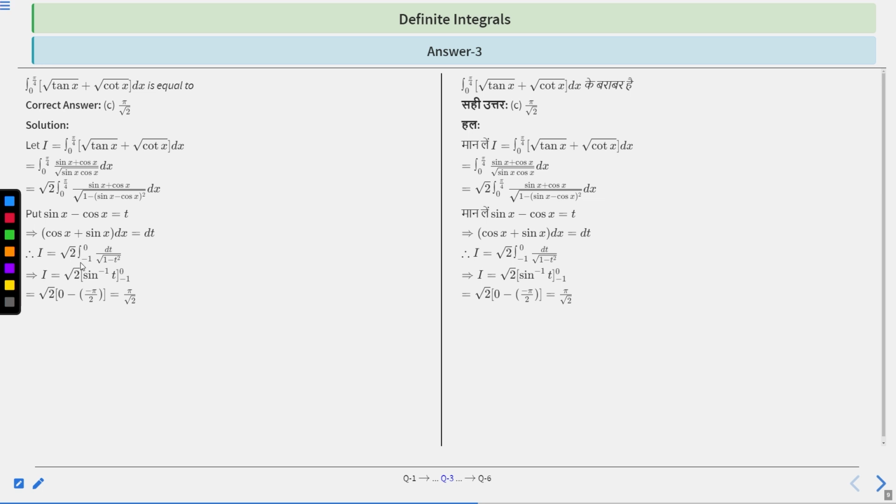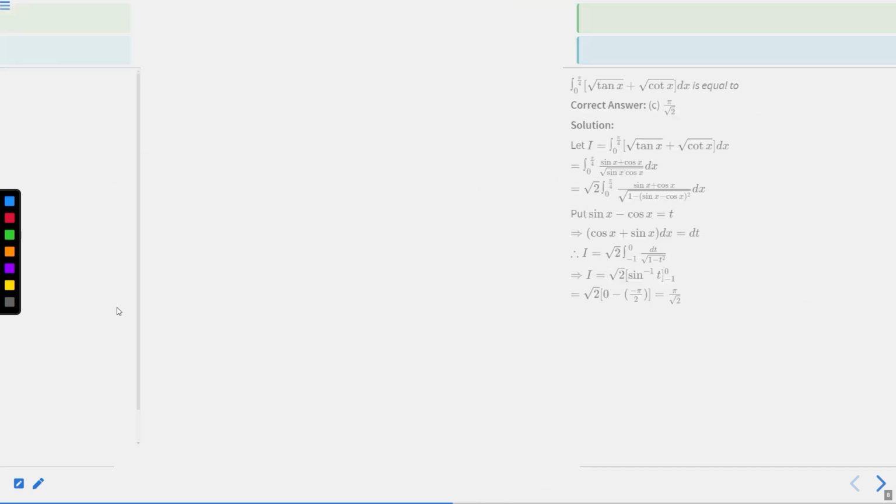Therefore, I is equal to root 2 into... See, if x is 0, then t will be 0 minus 1, which is minus 1. And if x is pi by 4, then t will be 0. Therefore, I is equal to root 2 into the integral from minus 1 to 0 of dt upon root over 1 minus t square, right? Therefore, I is equal to root 2 into sin inverse t from minus 1 to 0. Clear? Putting in the limits, you will get I equal to root 2 into (0 minus (minus pi by 2)), which is equal to pi by root 2. Clear? Option C is the right choice.